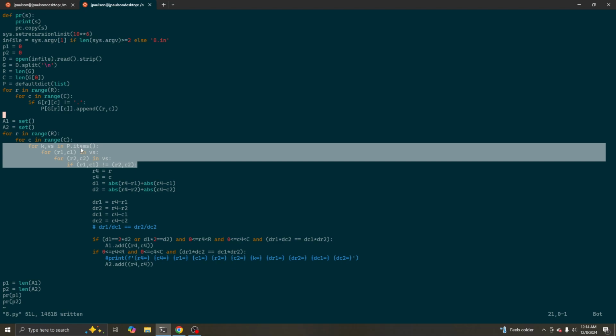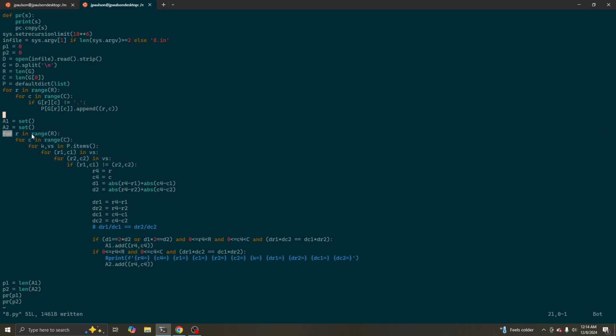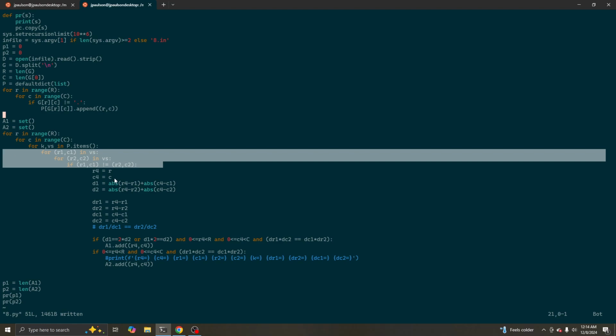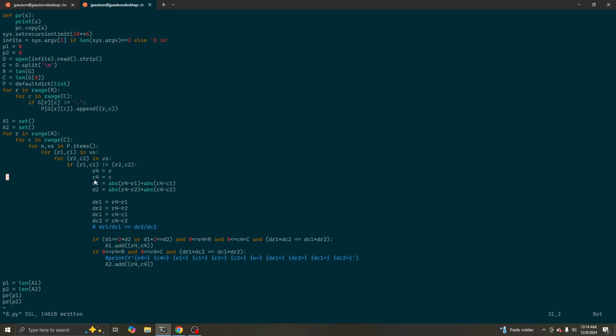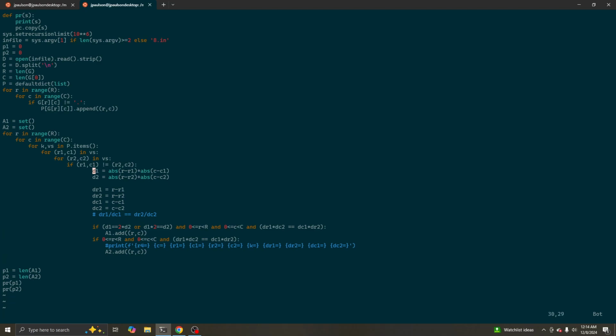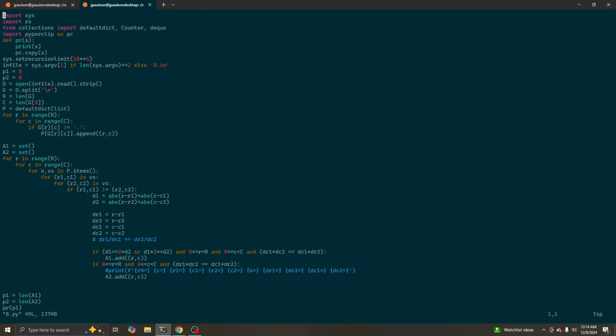I was a little worried, this is a lot of nested for loops here. I was a little worried it was slow, but it wasn't slow. The input's just not that big. And then we can check the conditions. So I suppose I should clean this up. Okay, fine. So then we check the conditions.